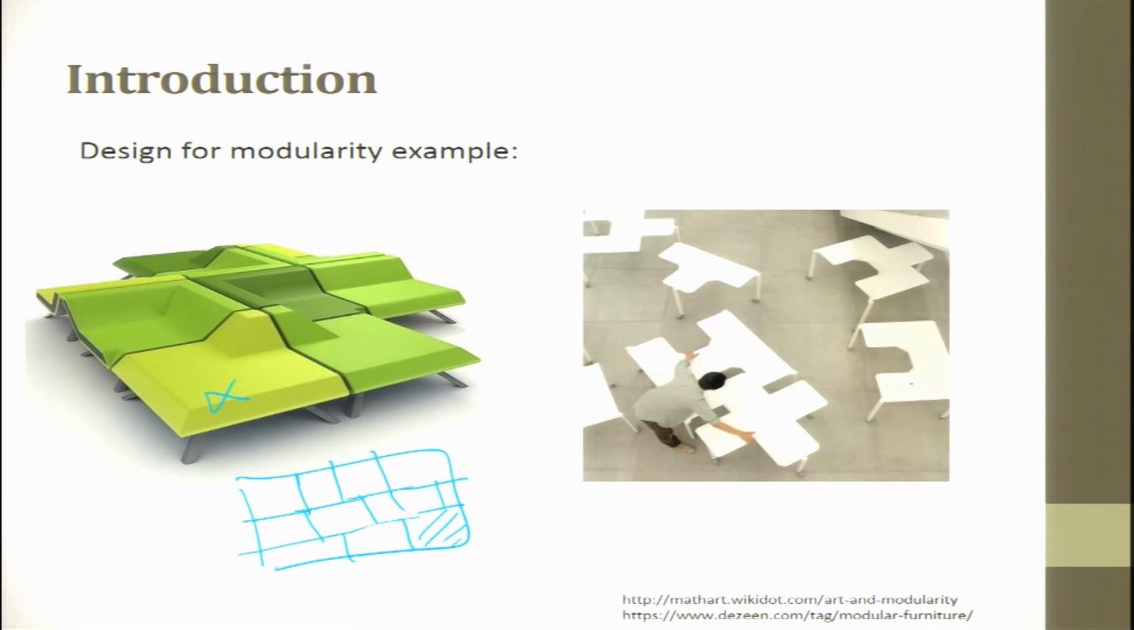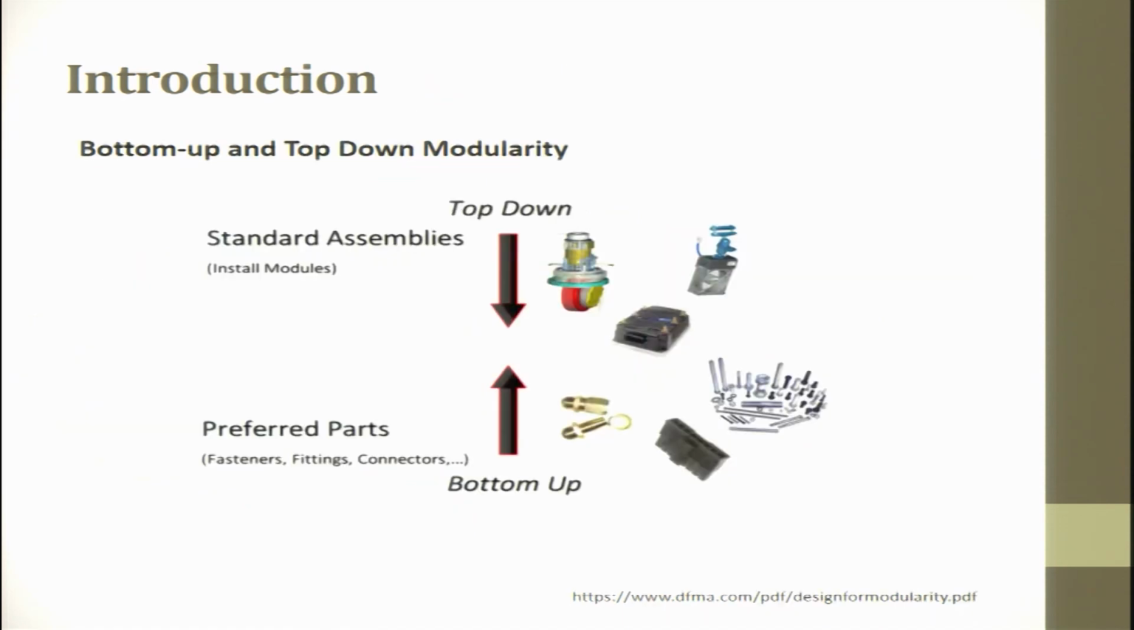You can see here the person is constructing a table. The table is divided into several modules. Depending upon the requirement, he attaches or detaches modules to get the table to the requirement. This is a perfect example of modularity. In furniture design, people follow modularity.